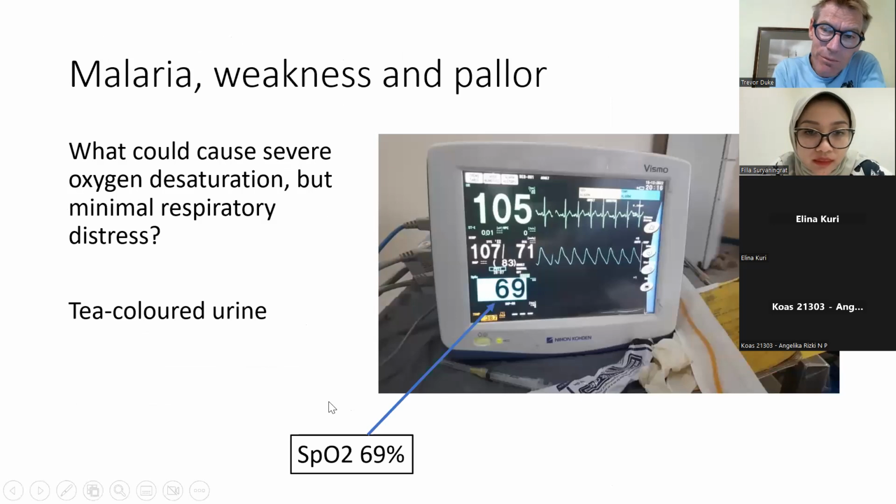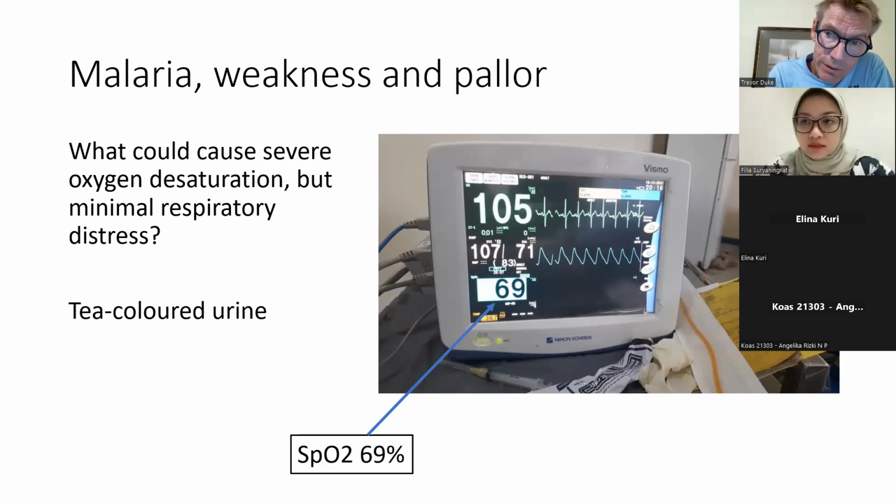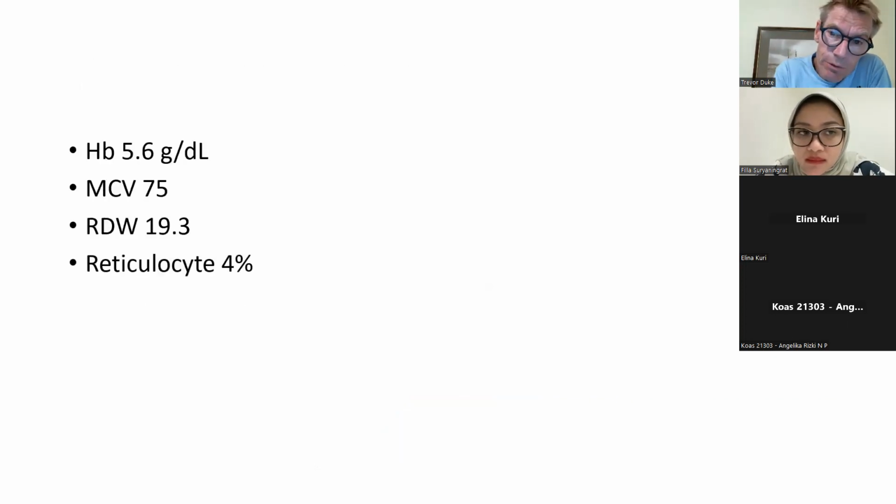So as I said, he had malaria for 4 days or more, and he presented with weakness and pallor. And the question is, what could cause severe oxygen desaturation but minimal respiratory distress? He also had tea-coloured urine. So that would go along with what was said, which was haemolysis, wouldn't it? You can see his oxygen saturation of 69% there. His hemoglobin was 5.6 grams per deciliter. Remember, we measure hemoglobin either in grams per litre or grams per deciliter.